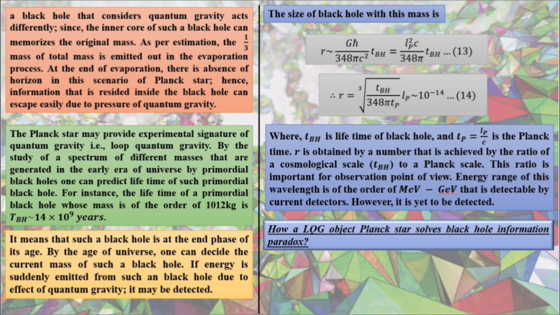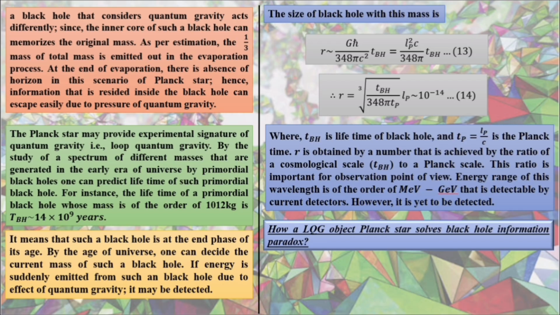So a black hole that considers quantum gravity acts differently, since the inner core of such a black hole can memorize the original mass. As per estimation, one-third of the total mass is emitted in the evaporation process. At the end of evaporation, there is an absence of horizon in this scenario of the Planck star. Hence, information that resides inside the black hole can escape easily due to the pressure of quantum gravity.